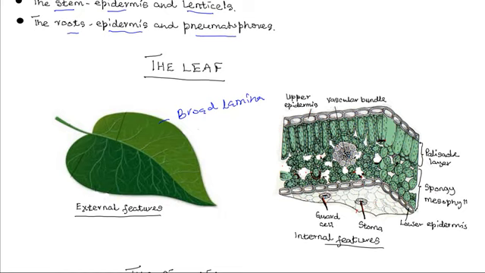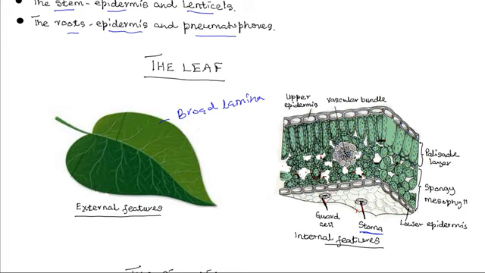Now, if you look at the internal structure, you see there are several features that enhance this process of gaseous exchange. The most important and prominent is the presence of the tiny pores known as stomata, singular stoma. These are tiny pores through which gases enter and leave the leaf.